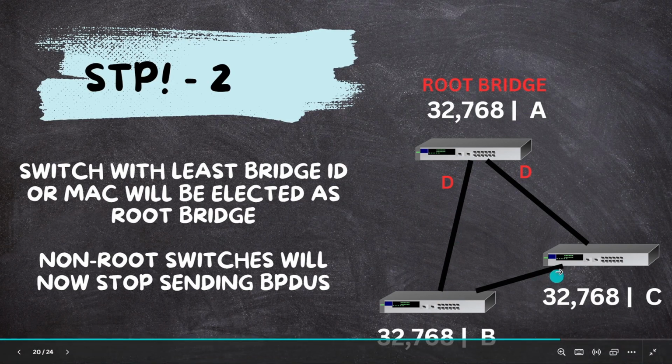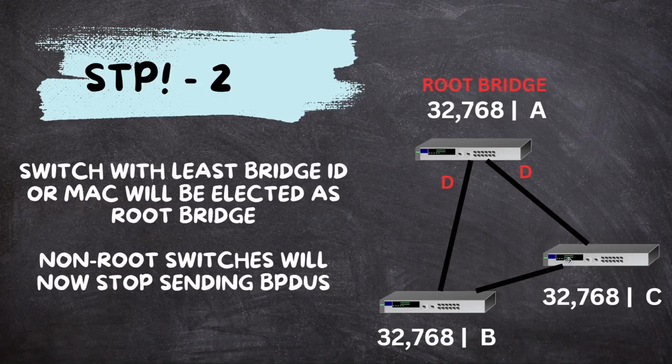And now these two switches, which are non-root switches, will stop sending BPDUs. Only this switch will now send the BPDUs, and all the ports of this switch will be assigned the port role designated. So this is D. That's why I've mentioned this D over here. And this will be the root bridge. So that is step 2.